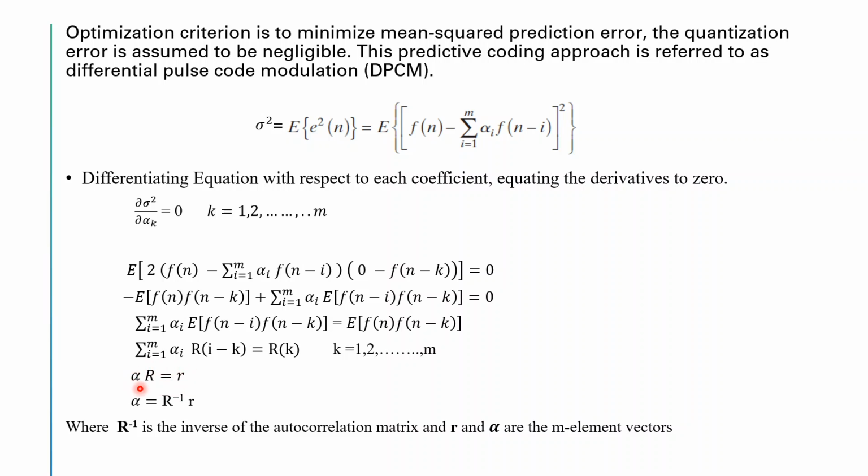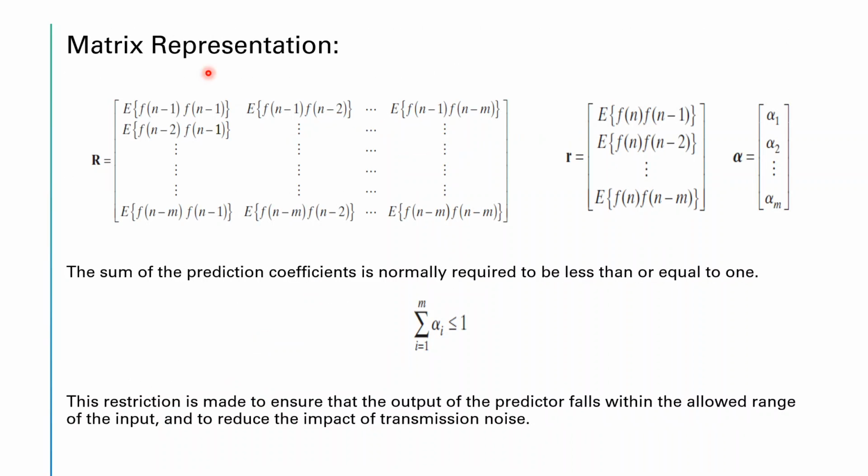Then we get the final expression alpha is equal to alpha into r is equal to r, and the alpha value can be determined by r inverse of r, where r is an m cross m matrix and r is a vector of length m, and alpha is also a vector of length m. Here we get the matrix representation. This is the autocorrelation matrix of R, and this is R, the m order vector, and alpha is an m order vector.